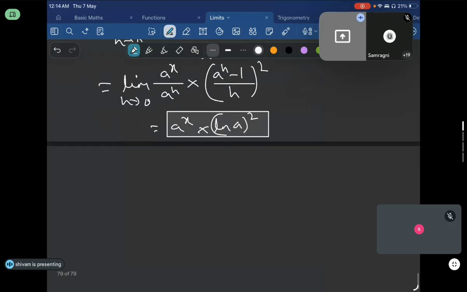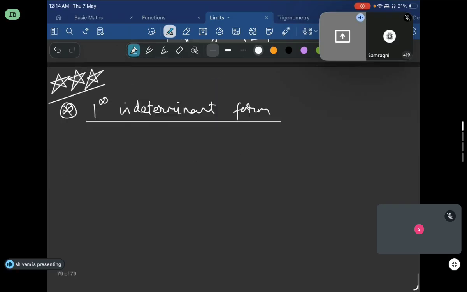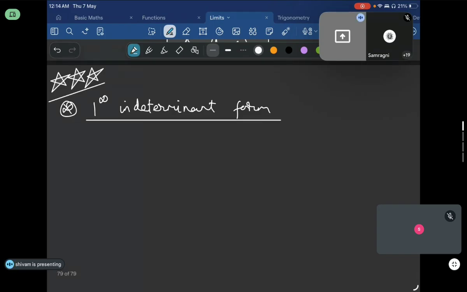Everyone pay attention. The next one is very, very important. If you see PYQs, you'll get a lot of questions coming from this part. That is the 1 to the power infinity form. I'll give you a direct formula for solving the 1 to the power infinity indeterminate form. First of all, there are two standard forms we need to understand.